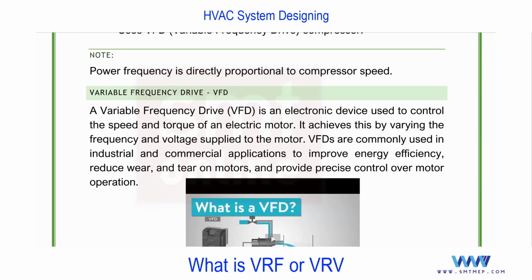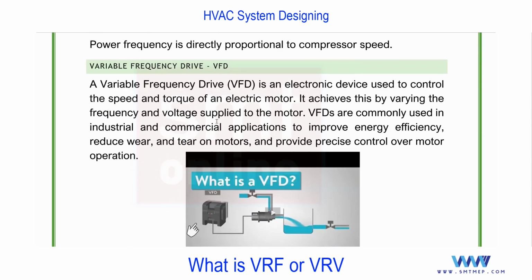So you see, a variable frequency drive, VFD, is an electronic device used to control the speed and torque of an electric motor. And this can be achieved by varying the frequency and voltage supplied to the motor. What you asked just now. VFDs are commonly used in industrial and commercial appliances to improve energy efficiency, and now in the market in HVAC and plumbing, but not commonly in firefighting, because in firefighting we are not talking about running cost.